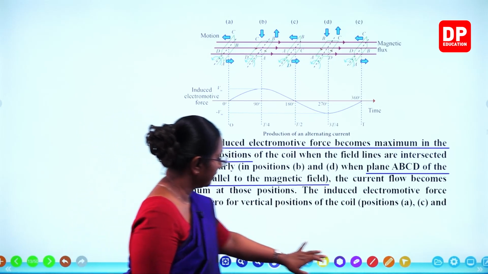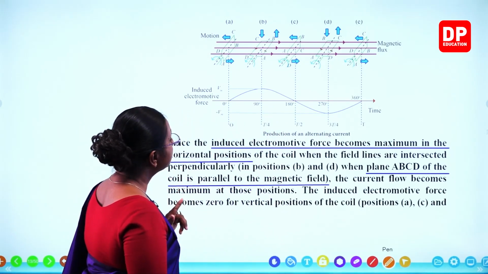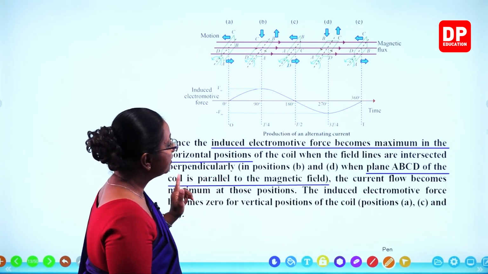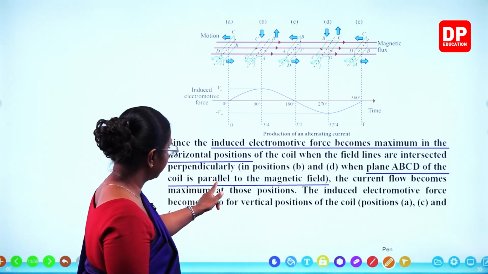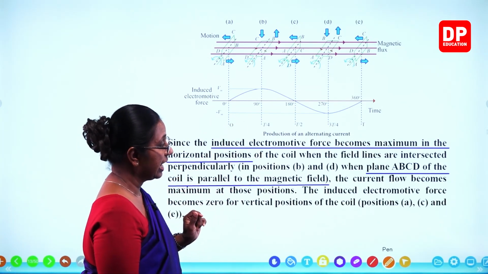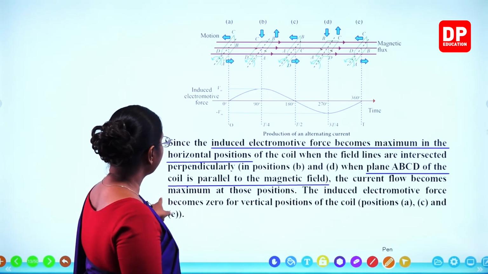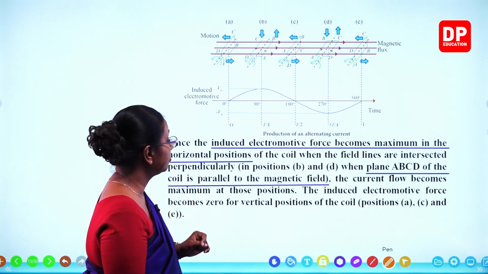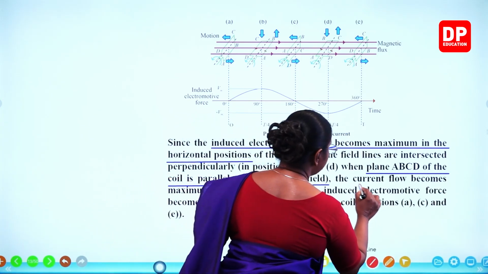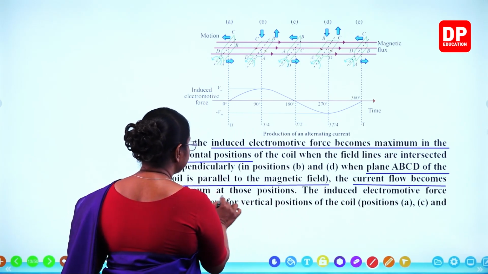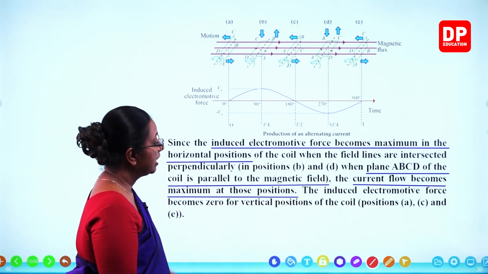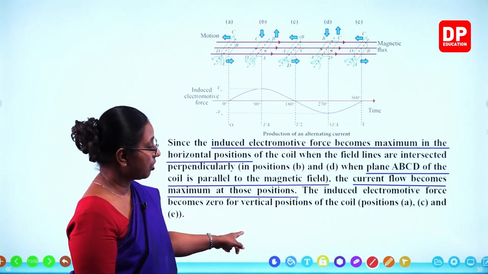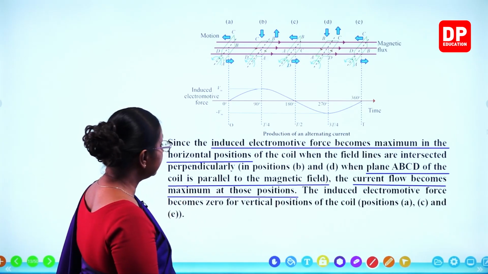So, if I read that again, since the induced electromotive force becomes maximum in the horizontal positions of the coil when the field lines are intersected perpendicularly in positions B and D. When plane ABCD of the coil is parallel to the magnetic field, the current flow becomes maximum at those positions. So, here the current flow becomes maximum at those positions.